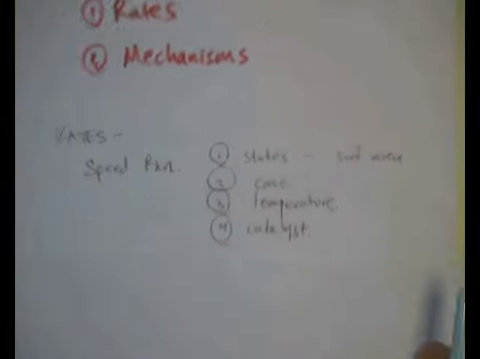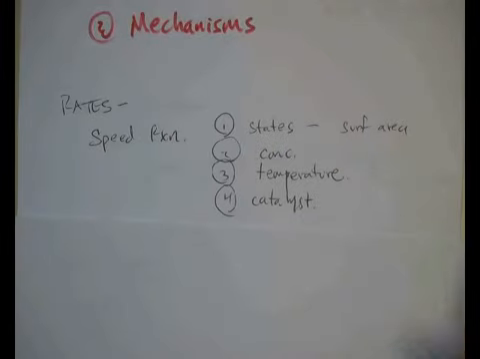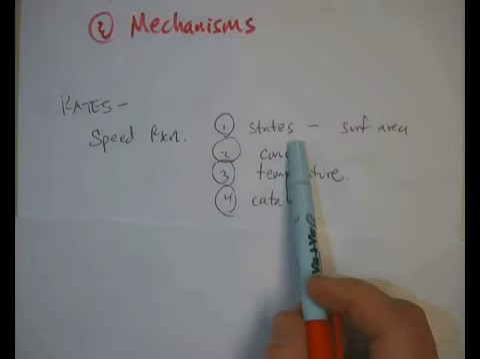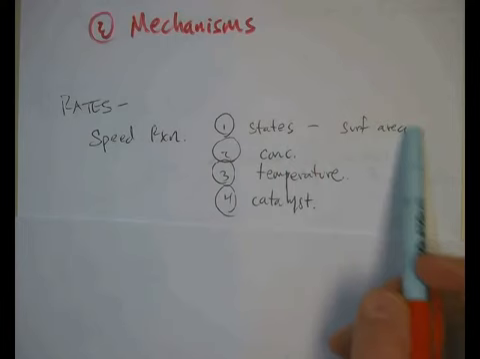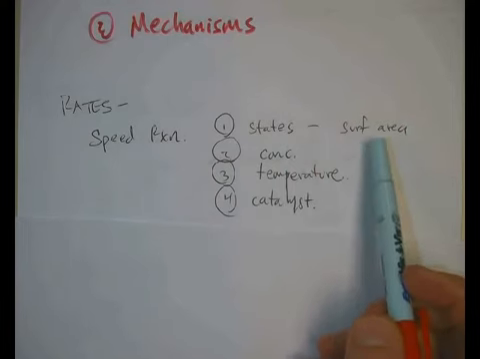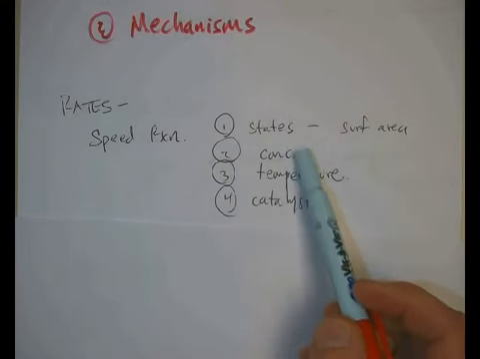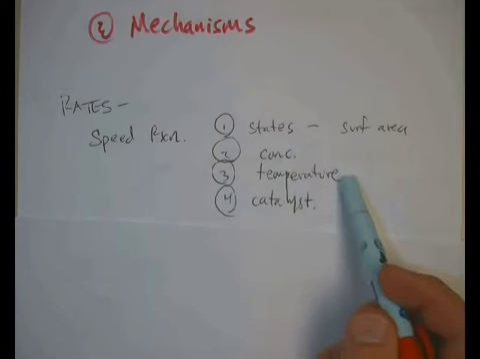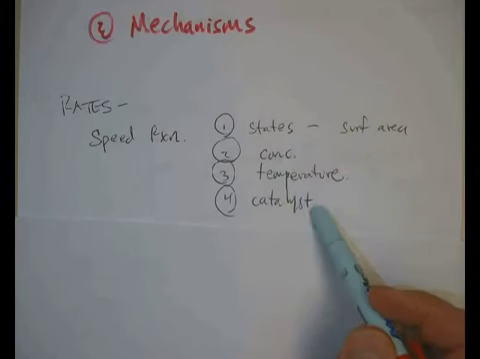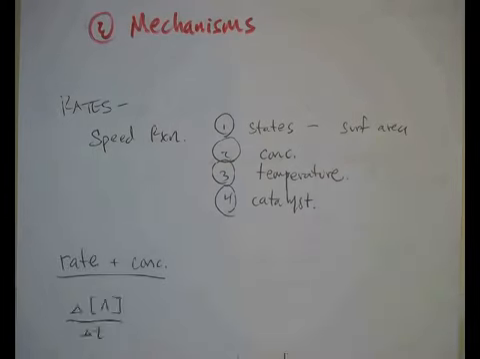The rate or the speed of a chemical reaction is determined by four factors. First of all, the state of matter, whether there's a lot of surface area, a little surface area, whether it's hot, cold, things like that. The concentration of the substance, the temperature of the substances or substance, and whether there's a catalyst present. We're going to take a look at rate and concentration first.